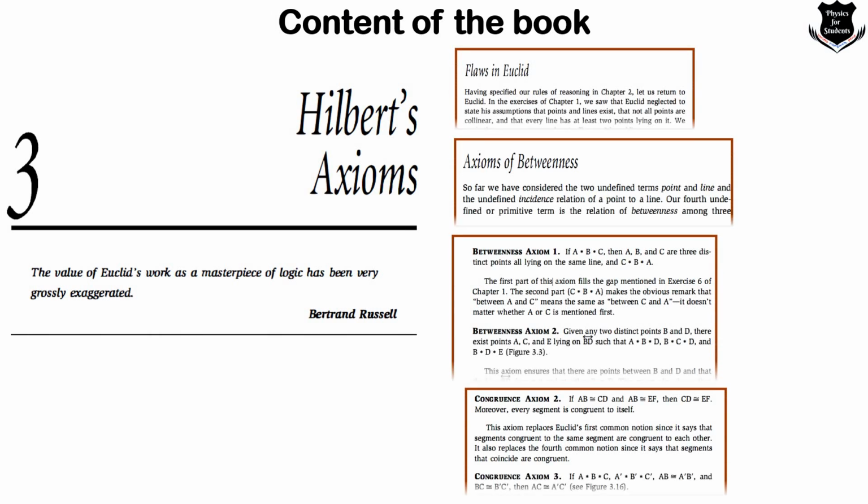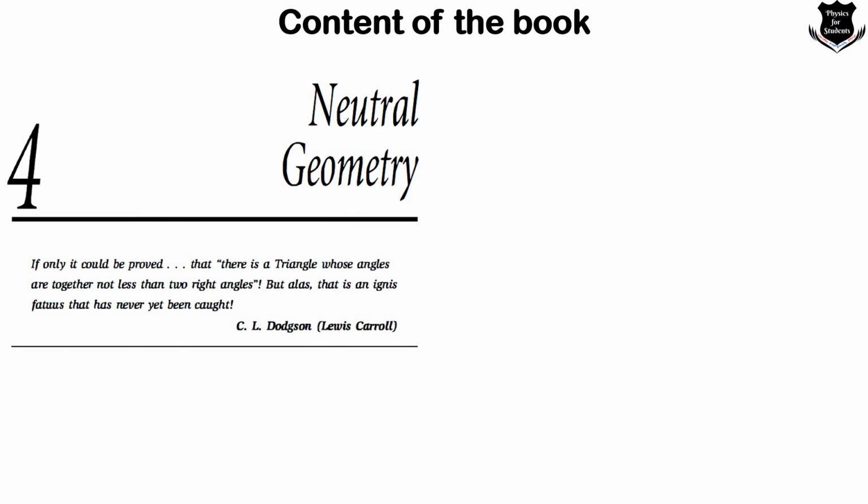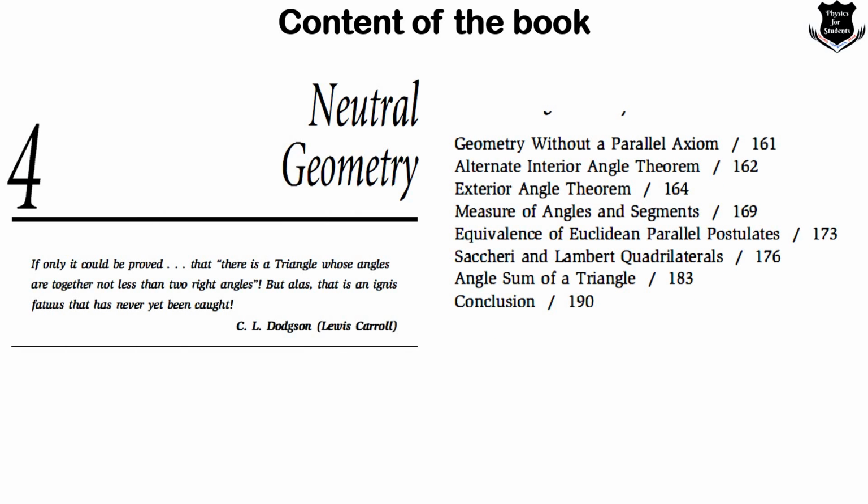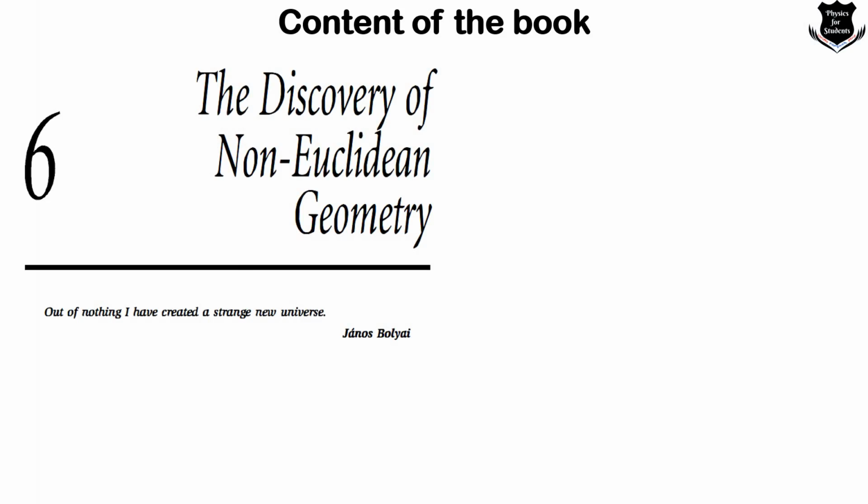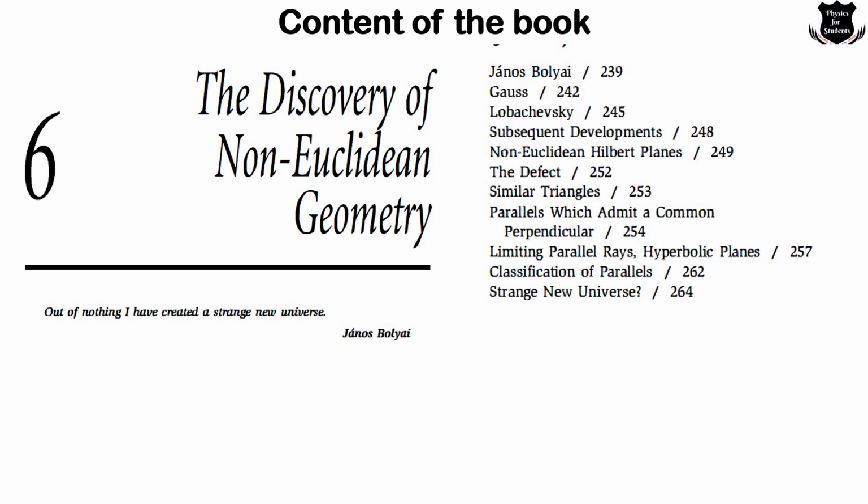There are also examples of Hilbert's axioms, the flaws in Euclid's Elements, then the axiom of betweenness, what is the betweenness axiom, and so on. It also speaks about neutral geometry. The discovery of non-Euclidean geometry starts from chapter number 6, where we get the accounts of Janos Bolyai, Gauss, Lobachevsky, and so on.